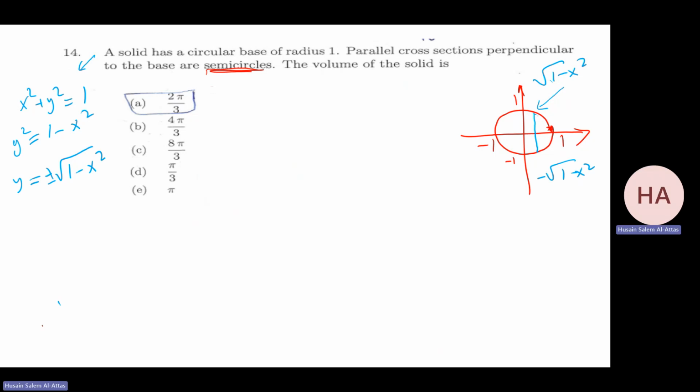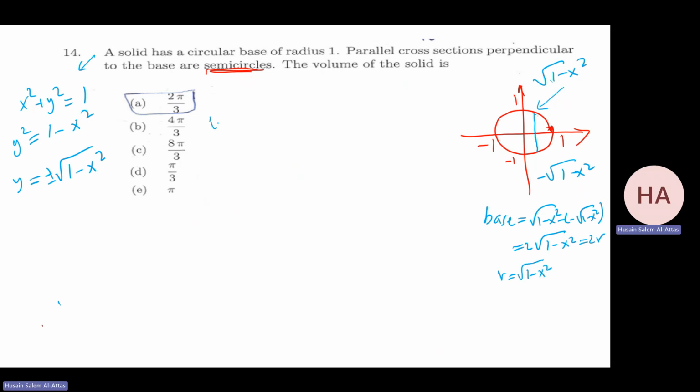So what will be the base? The base will be square root of 1 minus x squared minus negative square root of 1 minus x squared. So that gives me 2 square root of 1 minus x squared. Don't forget this is equal to 2r because it's the diameter. So r will be square root of 1 minus x squared.